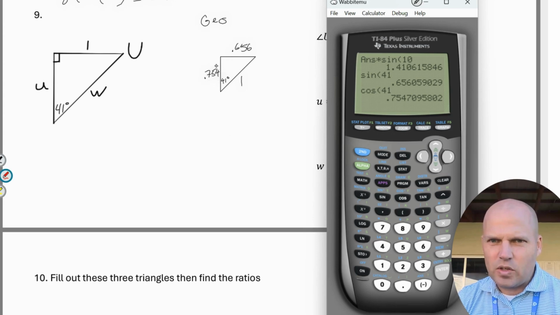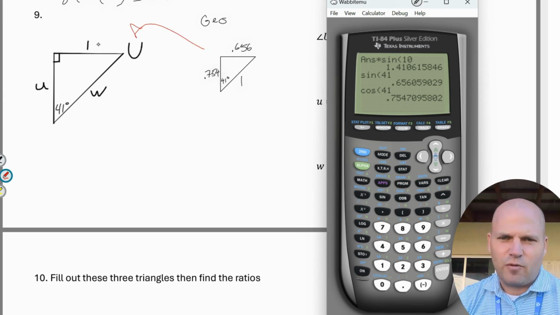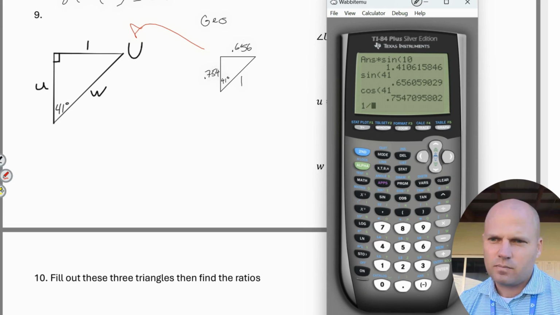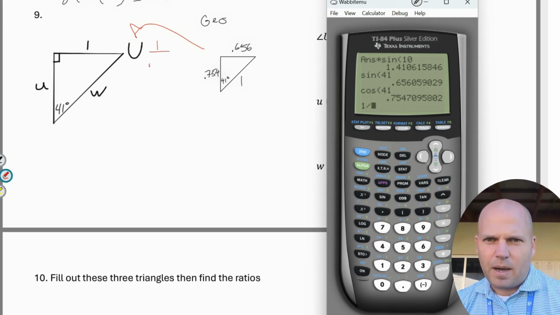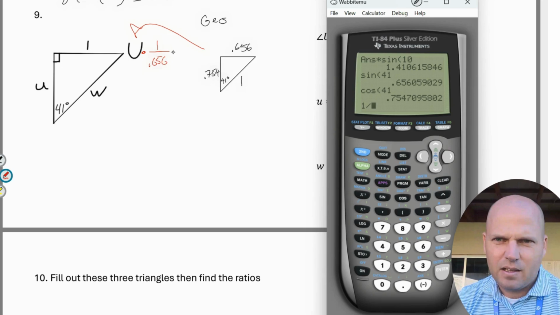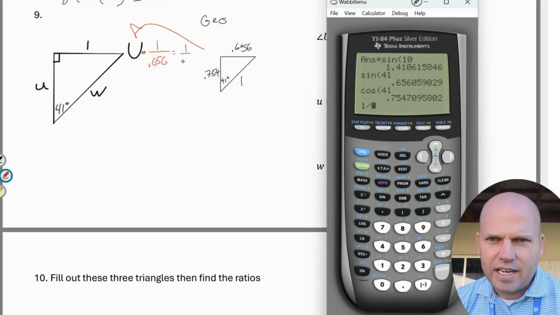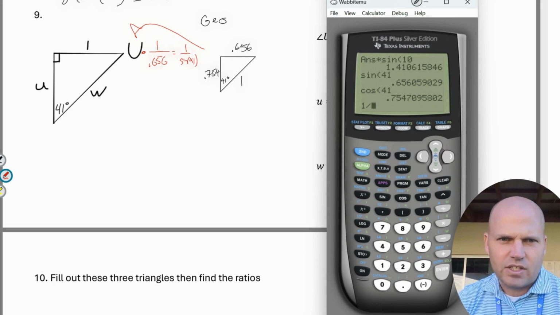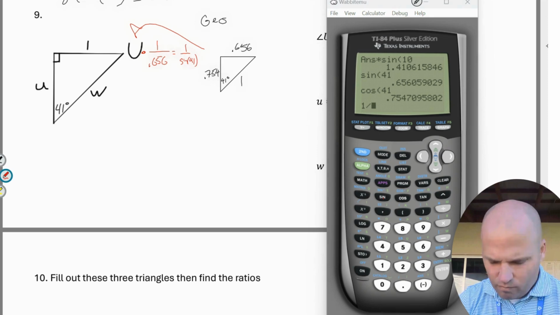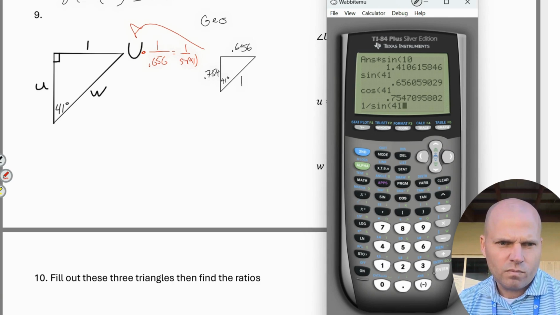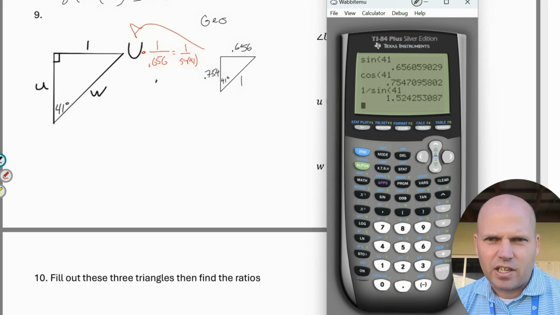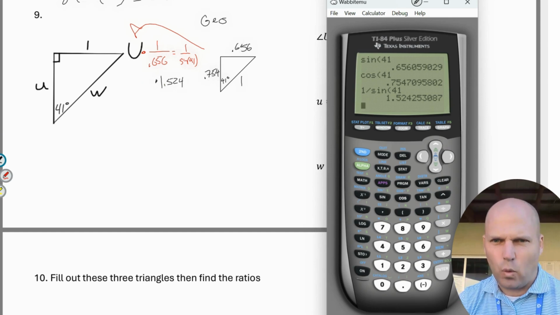Well, we need to scale this. What is the scale factor? Well, how many times bigger is 1 compared to 0.656? Divide them. So 1 divided by 0.656 is the scale factor, or 1 divided by the sine of 41 is the scale factor. And you get that the scale factor is times 1.524.